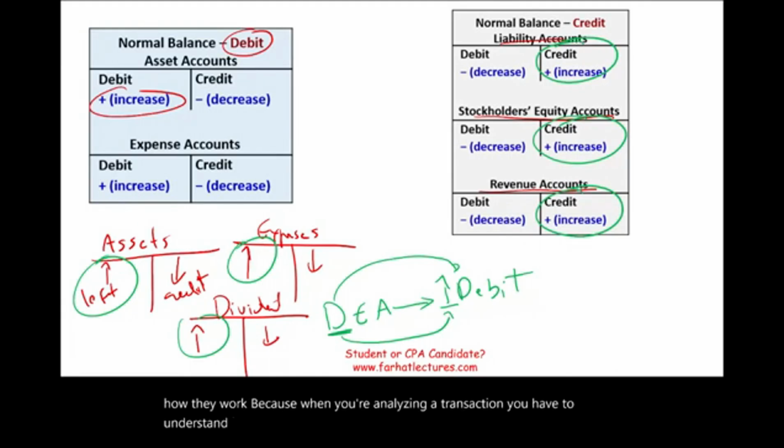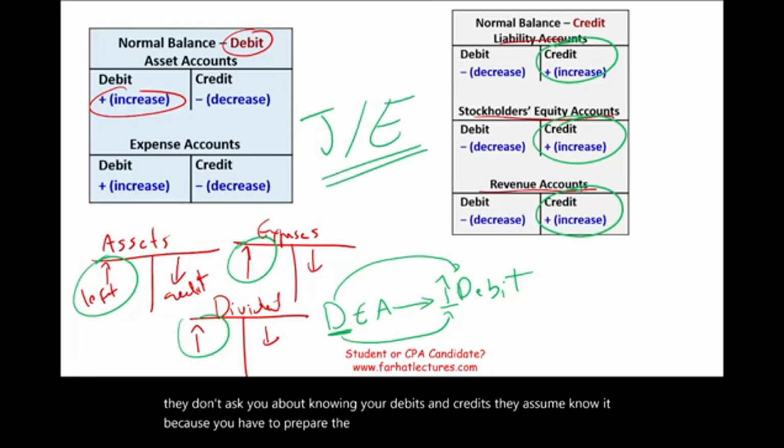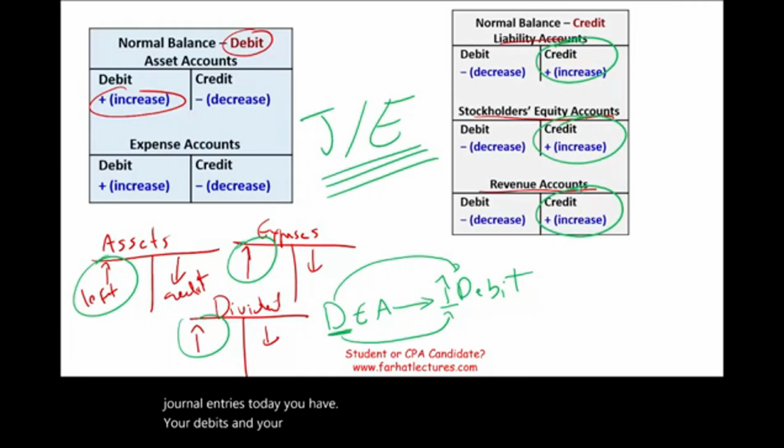Now, if you are taking intermediate accounting, you definitely have to know it. Actually, I will take that back. On the exam, although they don't ask you about knowing your debits and credits, they assume you know it because you have to prepare journal entries. Part of your simulation is preparing journal entries. And guess what? We're going to learn how to prepare journal entries today. You have to know your debits and your credits.